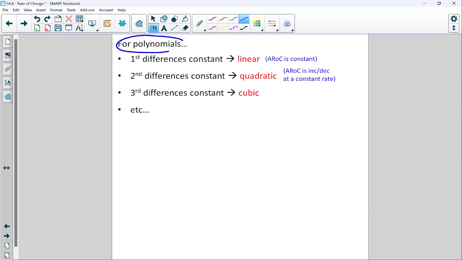Keep in mind, though, this rule is only for polynomials. You would have to know in advance that the data you're looking at can be described as a polynomial. Once you know that, if you look at the first differences, second differences, third differences, and so on, and any of them are constant, whichever index value of differences, if it's the 15th differences that are constant, then it's a 15th degree polynomial.